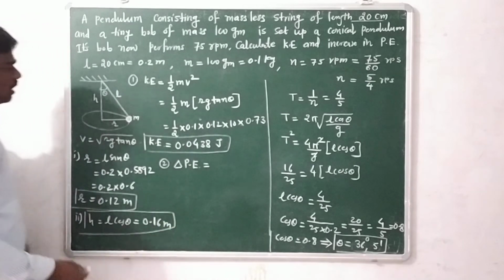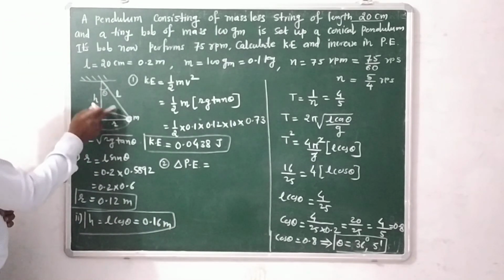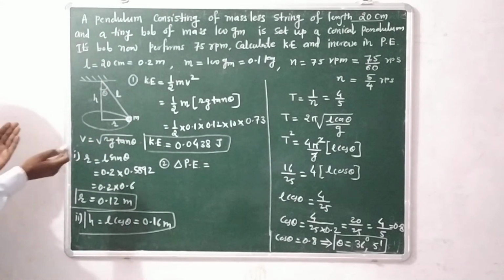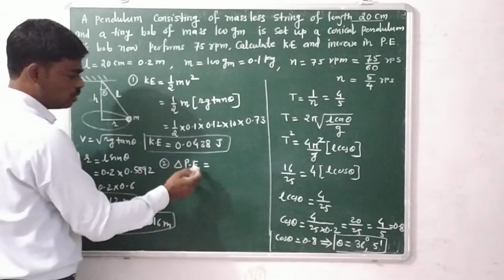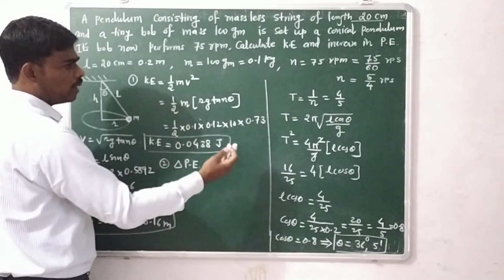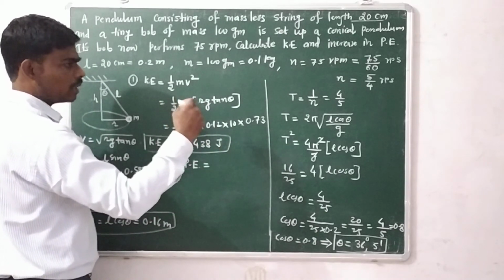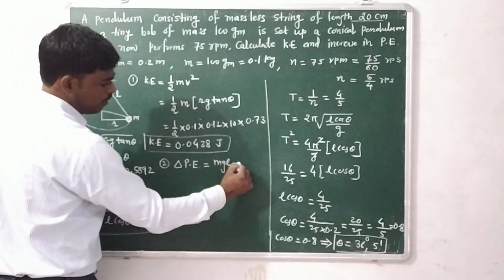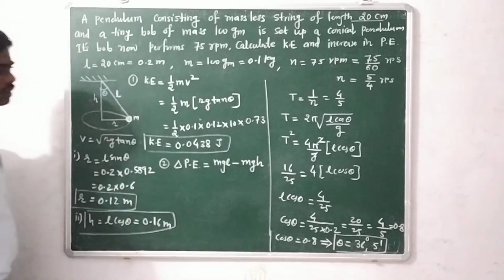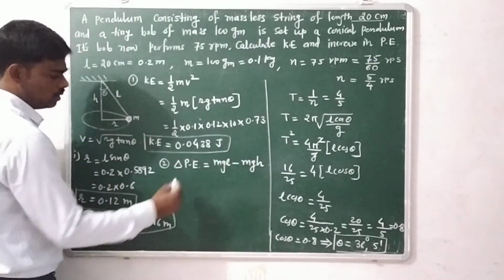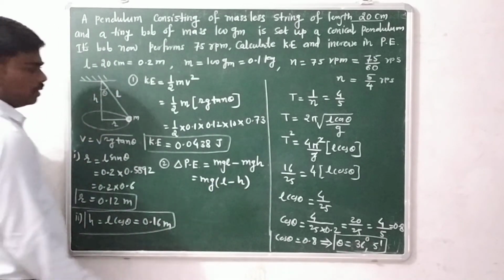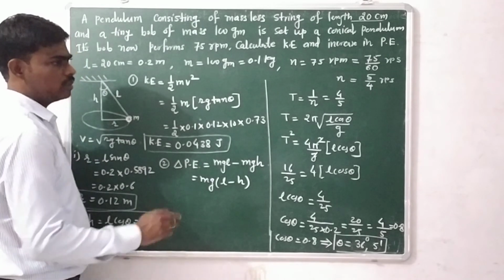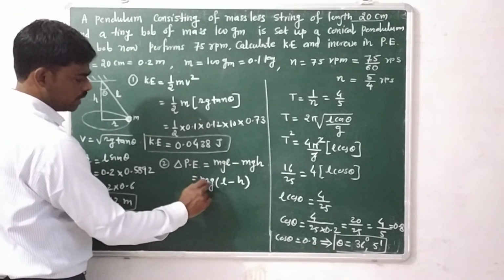Now the second question asked is, what is the change in potential energy? Obviously L is more and H is less. Sometimes H may be greater and L less. Here, for the change in potential energy, from the higher value we have to subtract the lower value. So mgL minus mgh, that is mg into L minus h. If we take h minus L, the potential energy becomes negative.